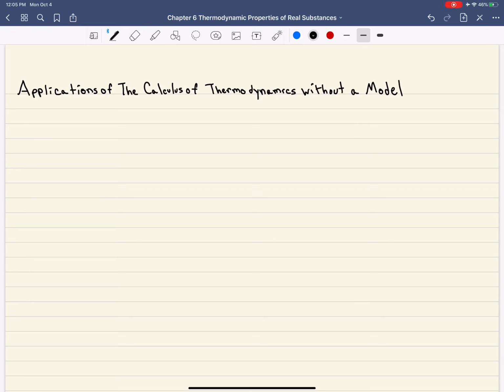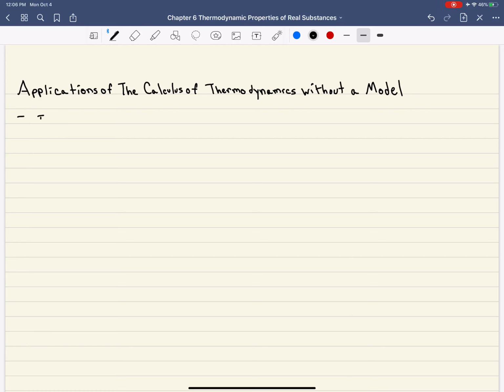In the previous videos, we demonstrated that you could take microscopic models that describe the physics of molecules and apply the calculus of thermodynamics to relate them to macroscopic measurables, things like pressure, volume, and temperature. That's one aspect of utility for the calculus of thermodynamics. But even if you don't have some sort of molecular model, you could still apply the principles of the calculus of thermodynamics in order to gain insight about a physical system.